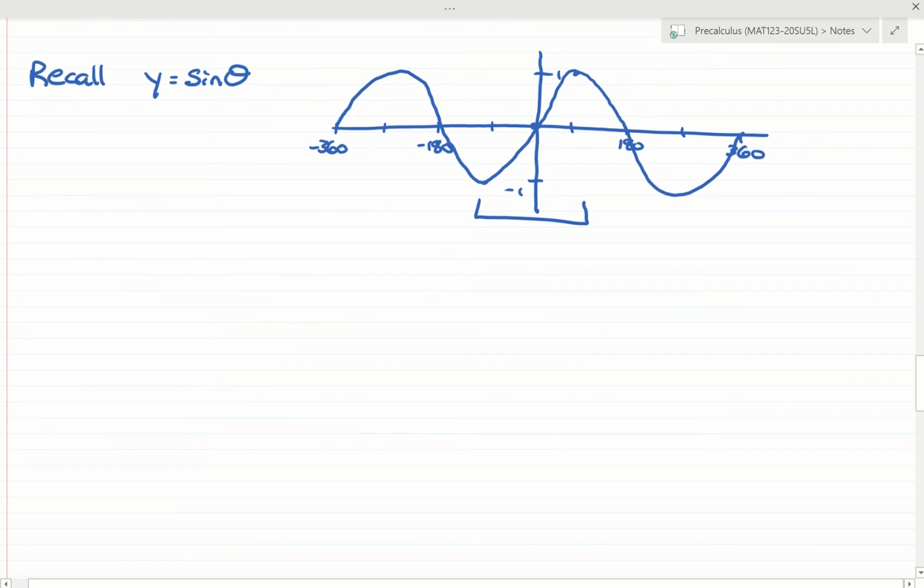Let's try to graph the inverse of sine. So I'm going to graph theta is equal to the inverse sine of y. The way we get from a regular graph to its inverse is we switch the x and y values, you remember, where we reflect over the line y is equal to x. So my y values are now going to be on the x-axis, and my range is going to be from negative 360 to positive 360.